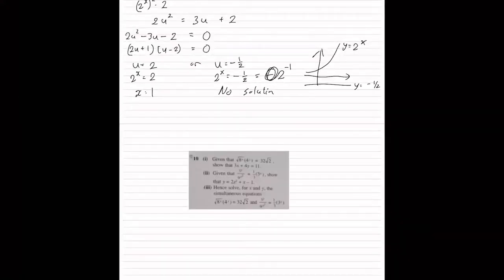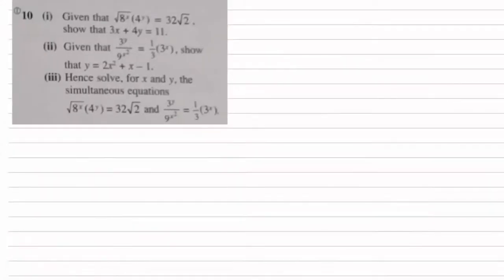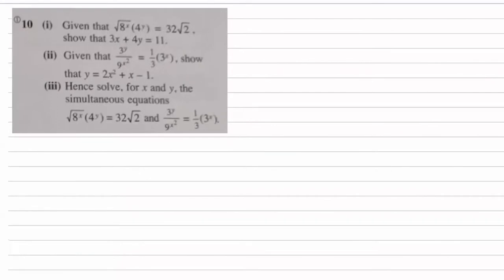Question 10, let's go. Given that square root 8x times 4 power y equals 32 times square root 2, show that 3x plus 4y equals to 11. It's roughly the same, just like the simultaneous equation question we had. Can you tell me what's so special about 8, 4, 32, and 2? Prime factorize, hint.